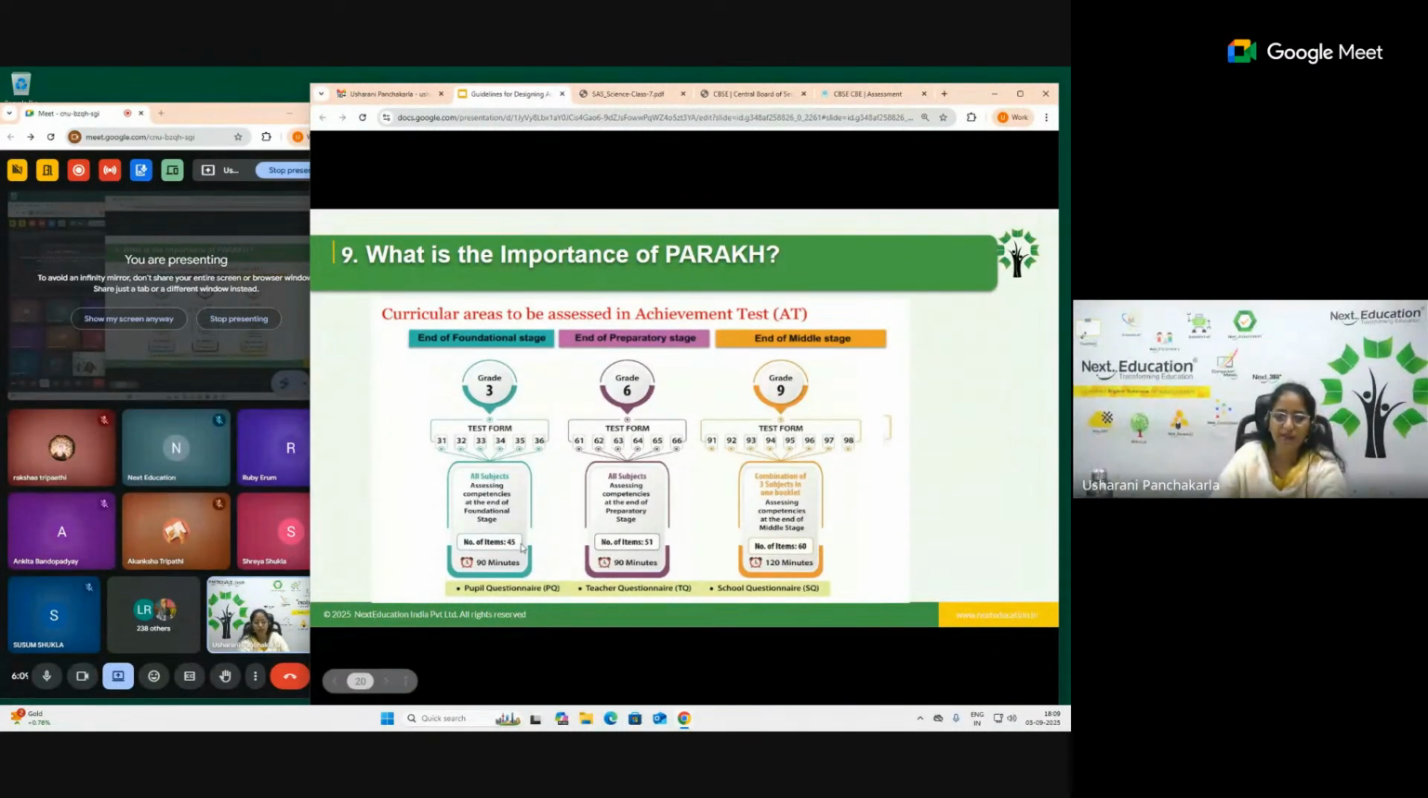And these are the question items that you can see: 45 questions given, 51 questions given here, 60 questions here, and the minutes also been given. And this is where we call it a pupil questionnaire; a teacher questionnaire and a school questionnaire are also given, which I'll be going to discuss in the next slide. I hope this is clear. This is how PARAKH has been conducting the test. So based upon this, it is identifying where the teacher trainings or workshops should be conducted, as we said, capacity building.